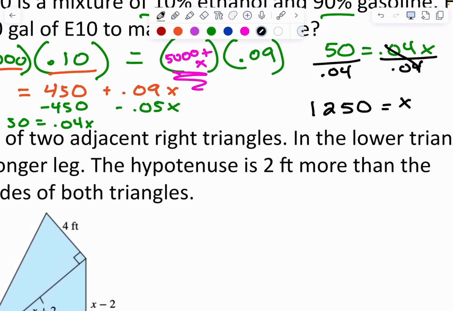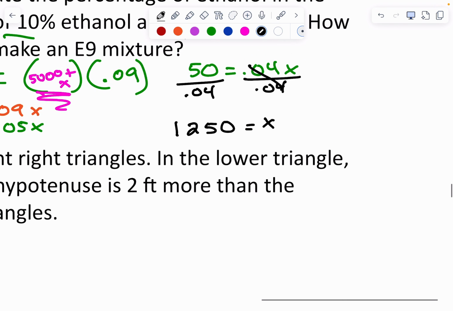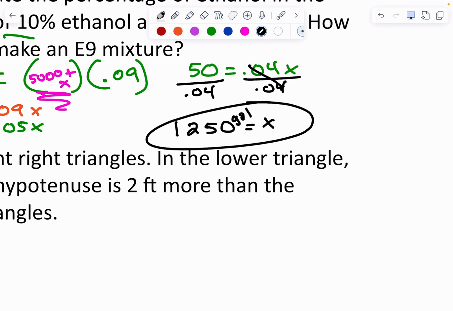And that was for what? Gallons. Gallons of E5 that I'm adding to E10 to get an E9. So my total gallons of E9 would be how much?